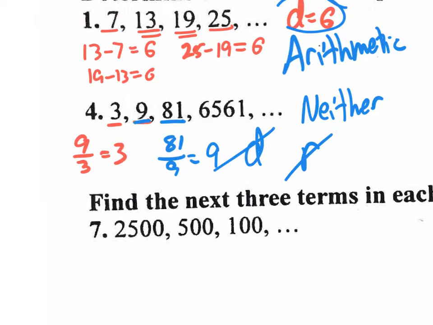Does that make sense? So you're going to be picking a number, subtracting the one before it. And if that difference is in common in all of them, you call that arithmetic.